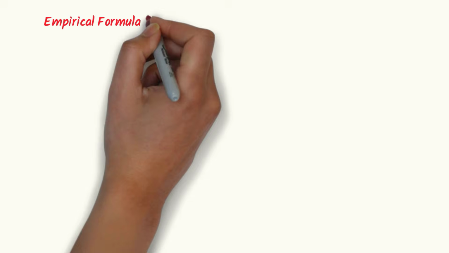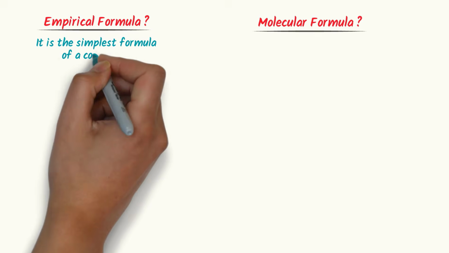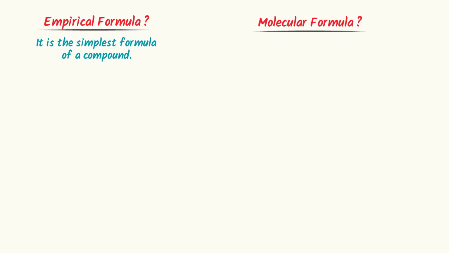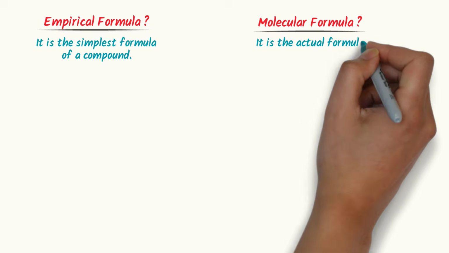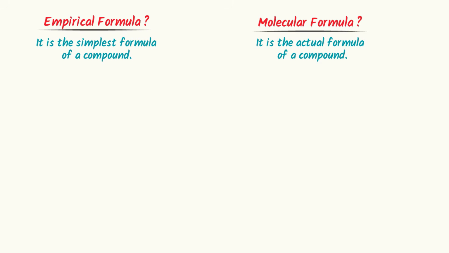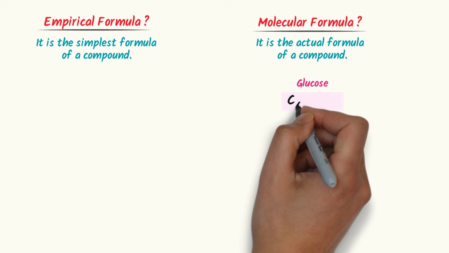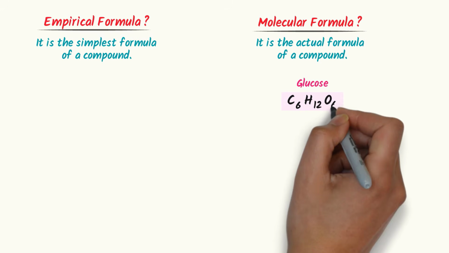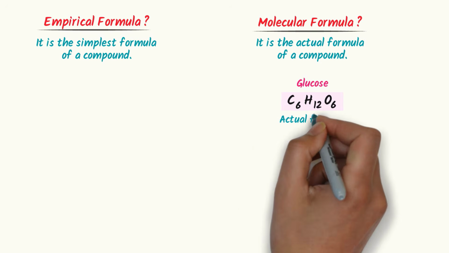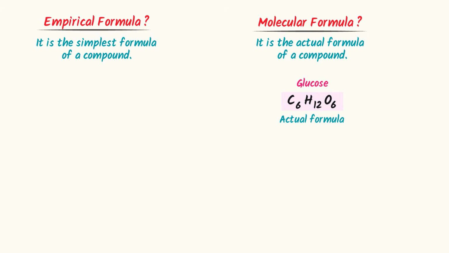Now we will learn empirical and molecular formulas, which are very important. Remember that empirical formula is the simplest formula of a compound, while molecular formula is the actual formula of a compound. For example, we know that the molecular formula of glucose is C6H12O6. This is the actual formula of glucose, so we call it the molecular formula of glucose.